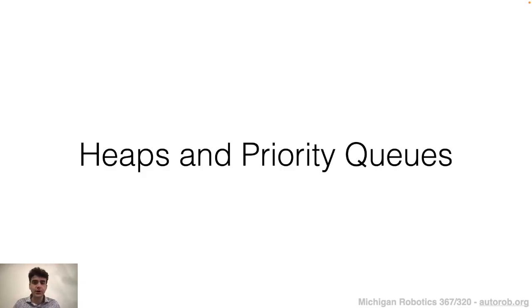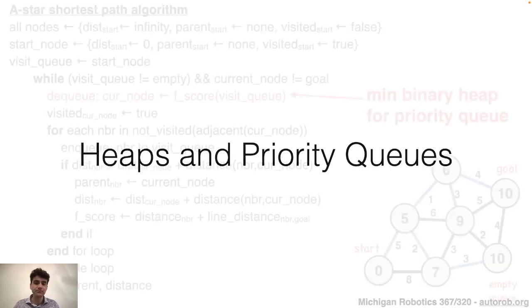Okay, so given these algorithms, the next thing that we're going to talk about is going to be beneficial for your implementations on Project 1. This is the data structures that you'll be using to actually implement the A star search algorithm. Namely, this is going to be a binary heap in order to implement a priority queue.